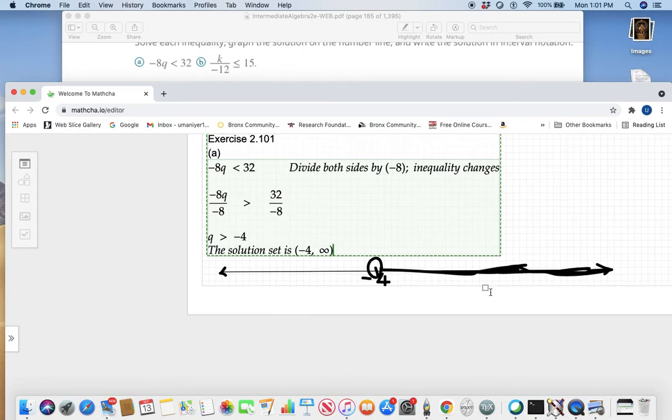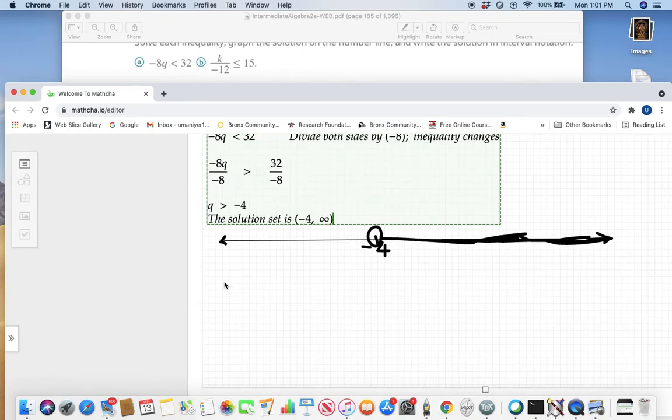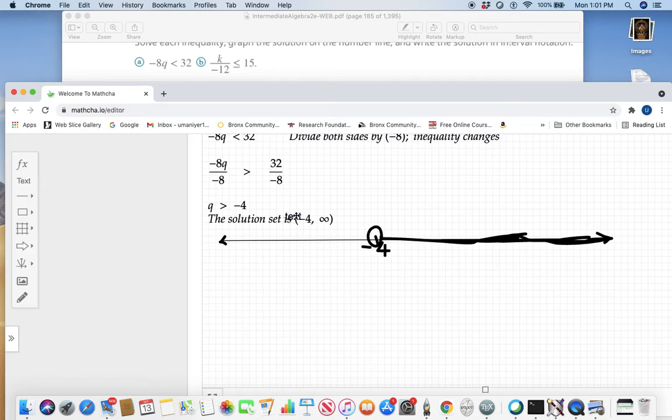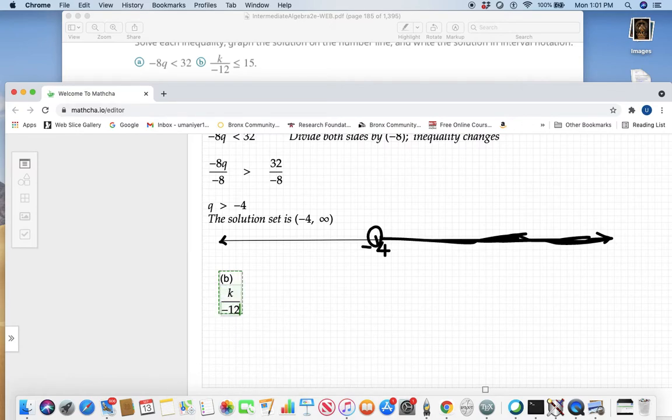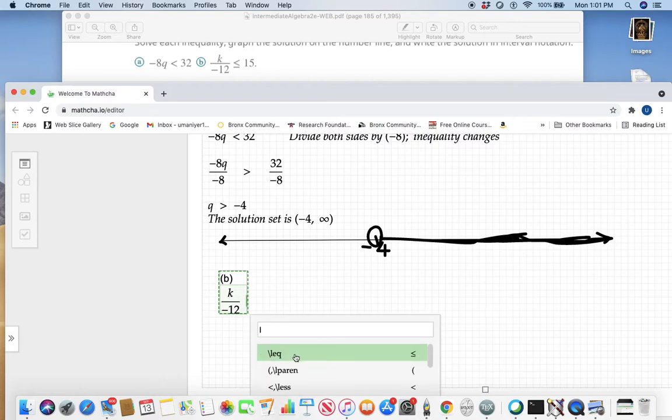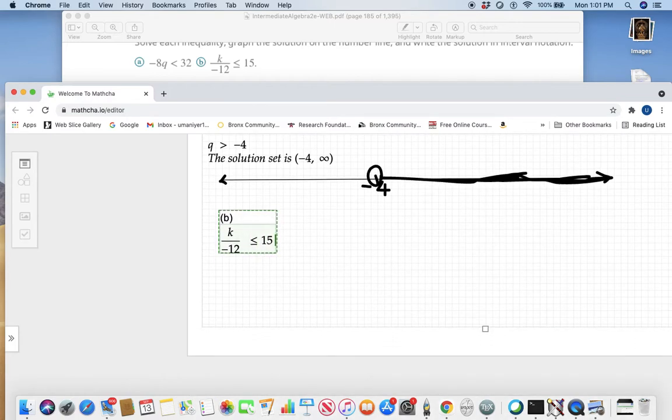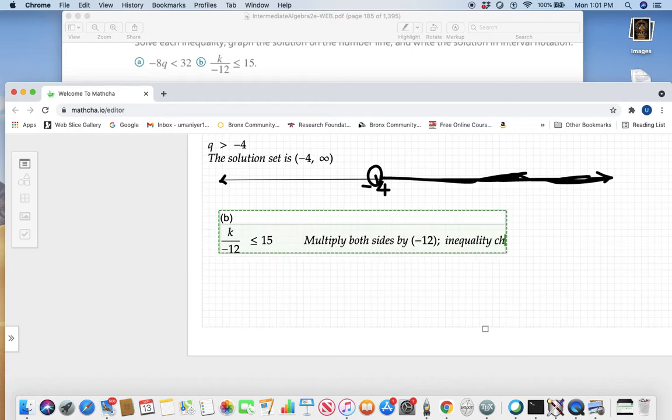Alright, let's try B part. Okay, it's a fraction. K over negative 12 is less or equals 15. You want to solve for this. What do we do? Well, I want to get rid of the denominator, which is a negative number. I want to multiply both sides by negative 12. You see, the moment you multiply by a negative number, the inequality will change.